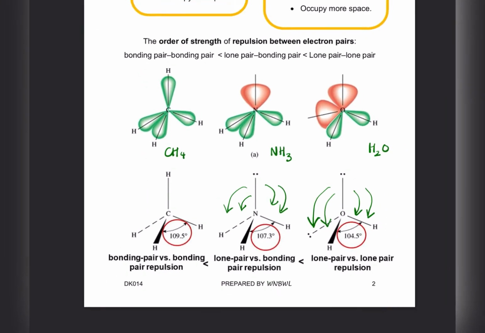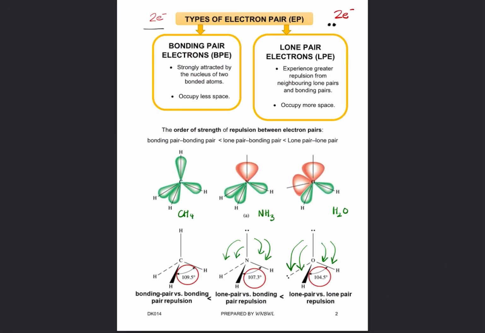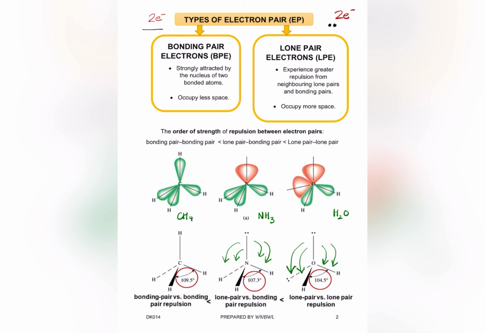So that's all about the introduction to VSEPR theory and types of electron pairs. I hope you understand what I'm talking about in this video, because in the next video we are going to use electron pair knowledge in order to determine the molecular geometry of any molecules or species.